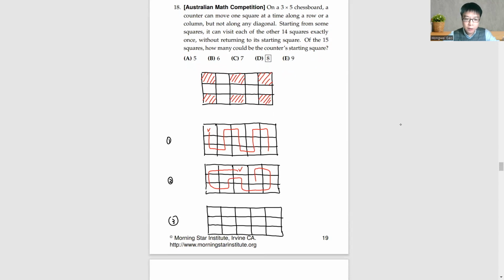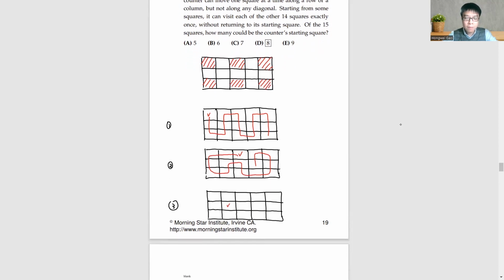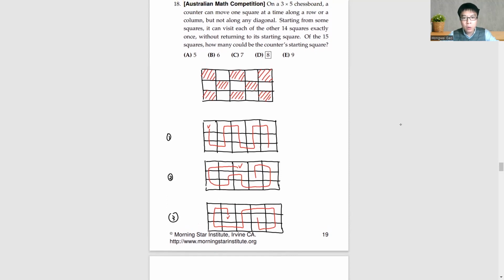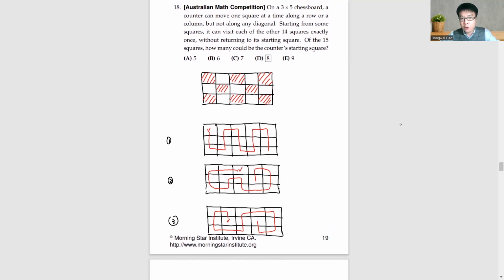And the third type of square will be here. So we can easily draw some valid path without difficulty. So this square works. Similarly, the square on the right part also works. So in total, we have 8 squares. They are valid starting squares. The answer here is 8.